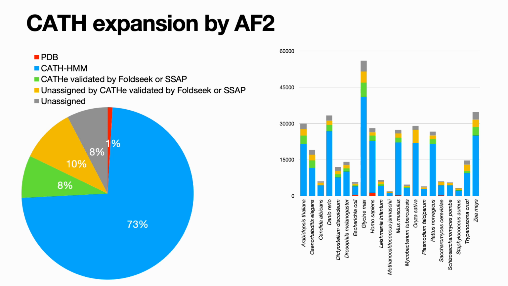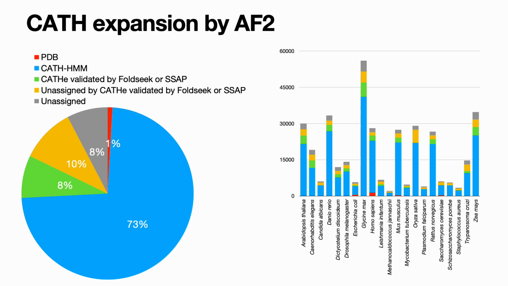And then there is a further 10% where we didn't have a CATH-E prediction, but we were able to validate it using Foldseek or SAP by scanning against the whole of CATH expanded by AlphaFold models. And then there is also another 8% of domains that remain and we couldn't assign to CATH, but I will go back to them later on during my talk.